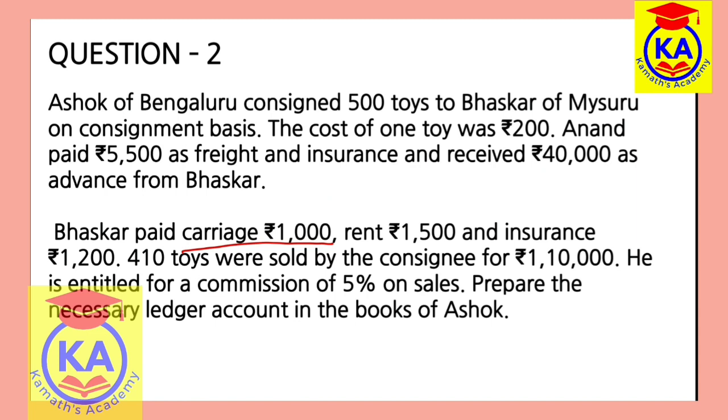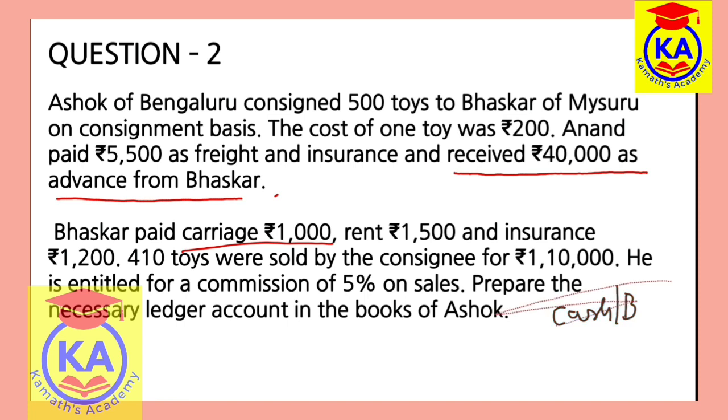Now, let's see the question. Now there's something called received in advance. See here, received 40,000 as advance from Bhaskar. Received 40,000, it may be in cash form or bank form. So when you receive cash or bank, what will be the entry from Bhaskar?